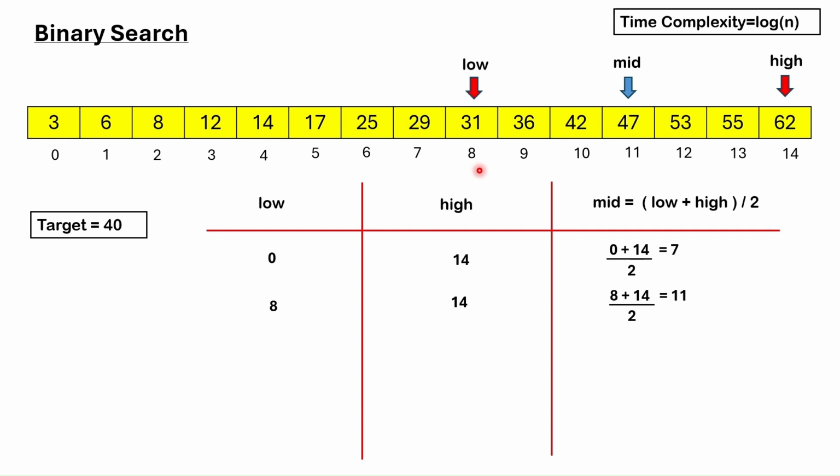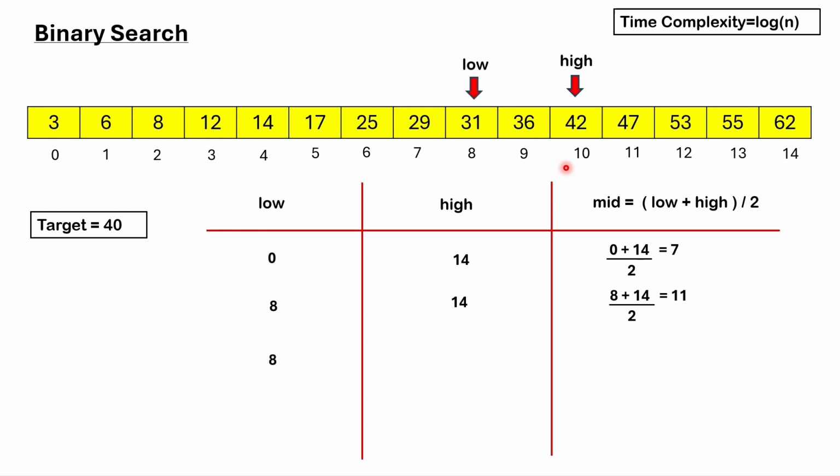So again, what value are we searching for? 40. So check whether it is 40. No, it is not 40. It is 47, and 47 is greater than 40. So definitely 40 will be present in the left portion of the array. So we will ignore the right portion and move the high pointer to mid minus 1.